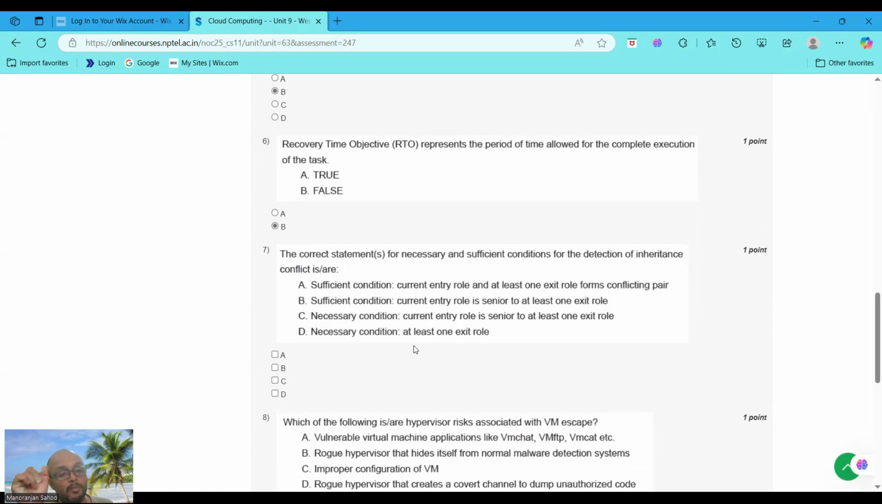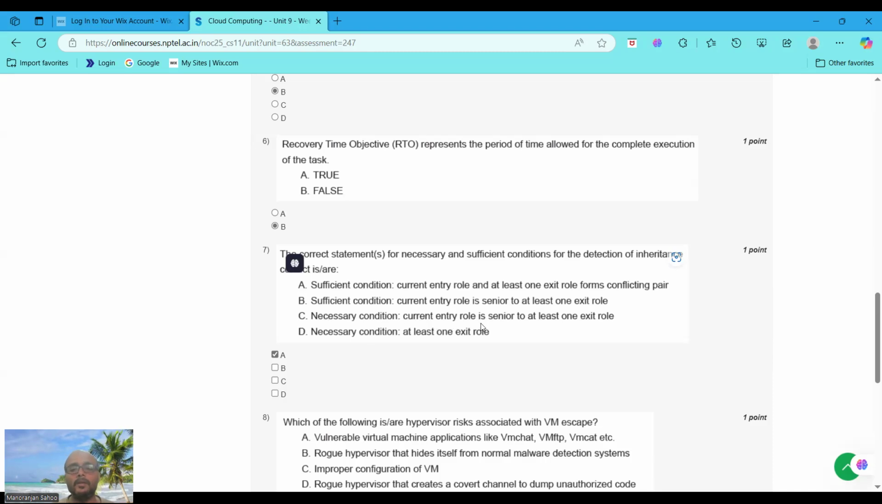We can choose one or more options. The correct statements for necessary and sufficient condition for detection of inheritance conflict are: Inheritance conflict means a sufficient condition, the current entry role and at least one exit role form a conflicting pair. Okay, this is option A. Statement B, current role is senior, at least one. No. Option C.